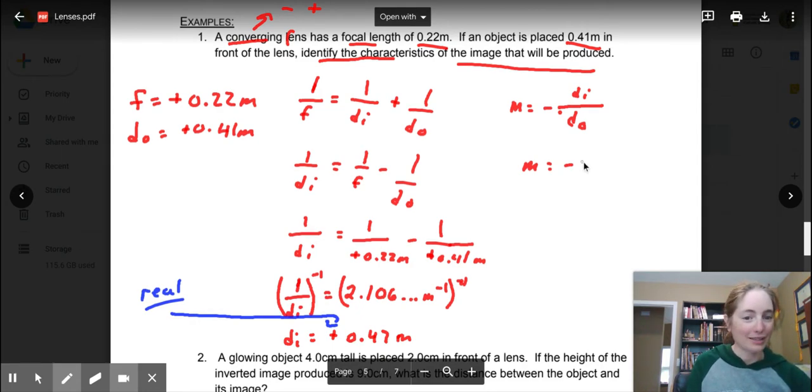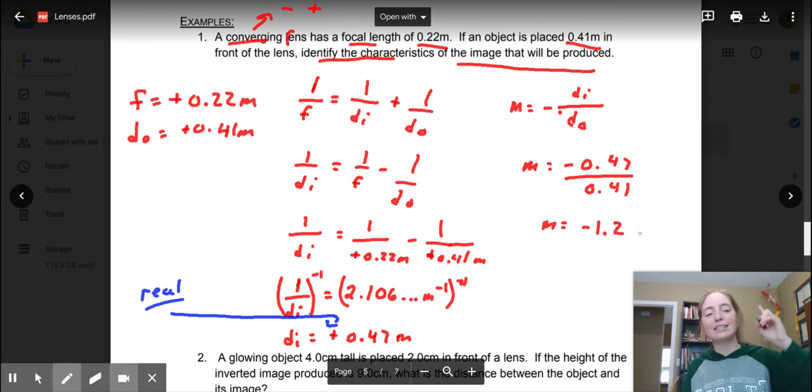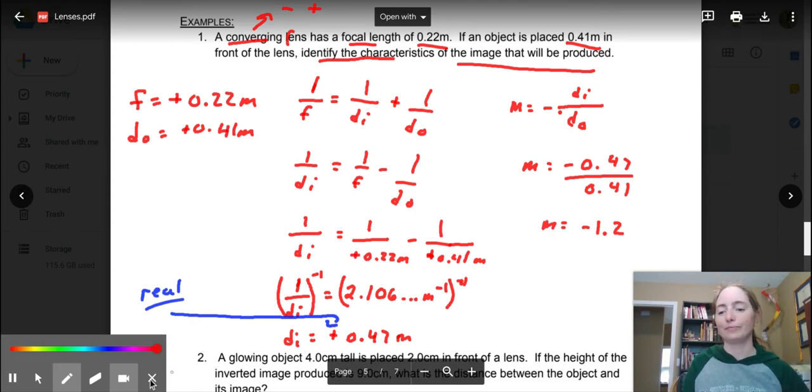And now because of that, this negative here, it's the negative 0.47. And this negative is already in the equation. Okay, divided by 0.41. And with my appropriate significant digits, I have negative 1.2. Magnification, ladies and gentlemen, is unitless.